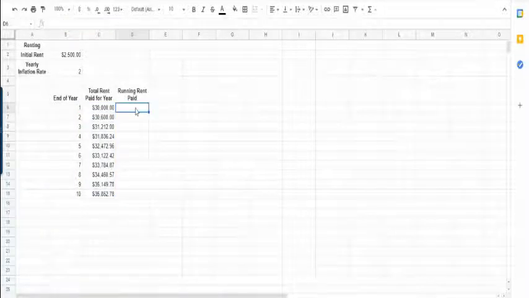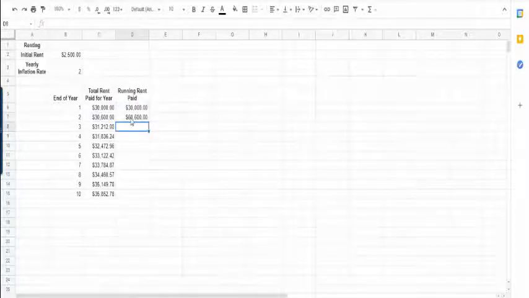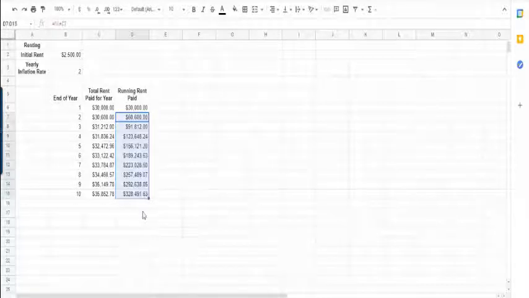Now, what's the running total for the rent? At the end of the first year, you only have your first year's rent. But at the end of the second year, you're supposed to take the rent you previously paid and add the rent that you paid for that year. And that's going to be the formula the whole time. It's going to say, take the one before and add my new amount for the next year. So if we drag it down, the formula will continue to go.